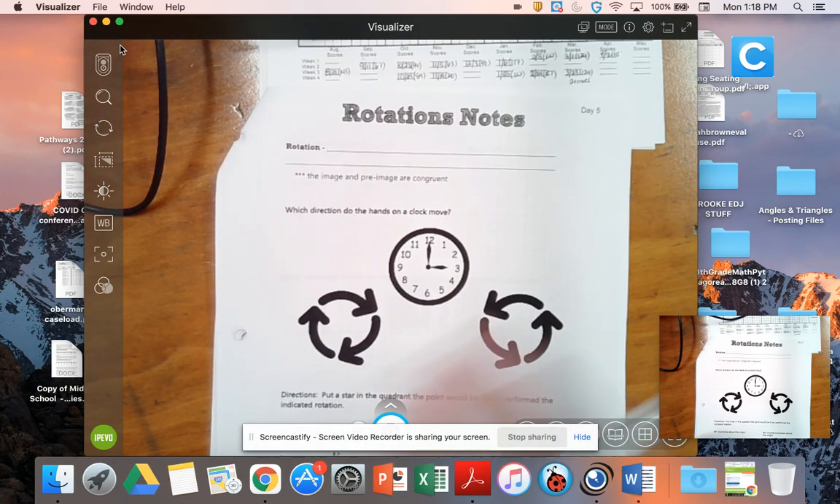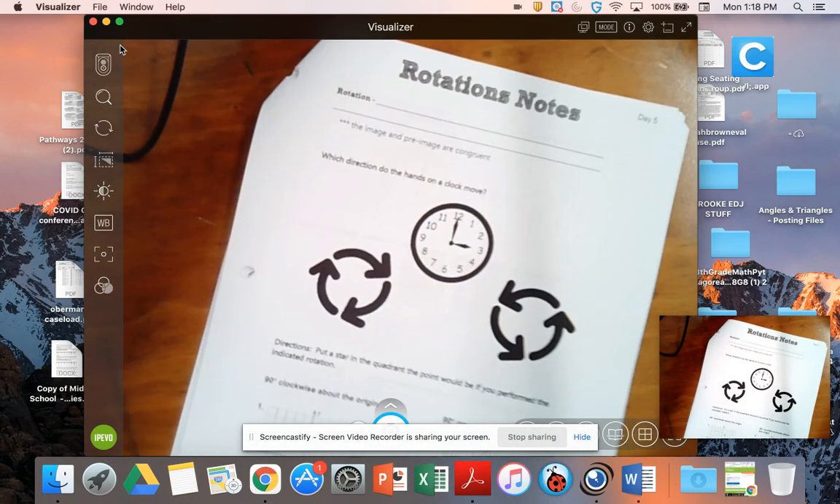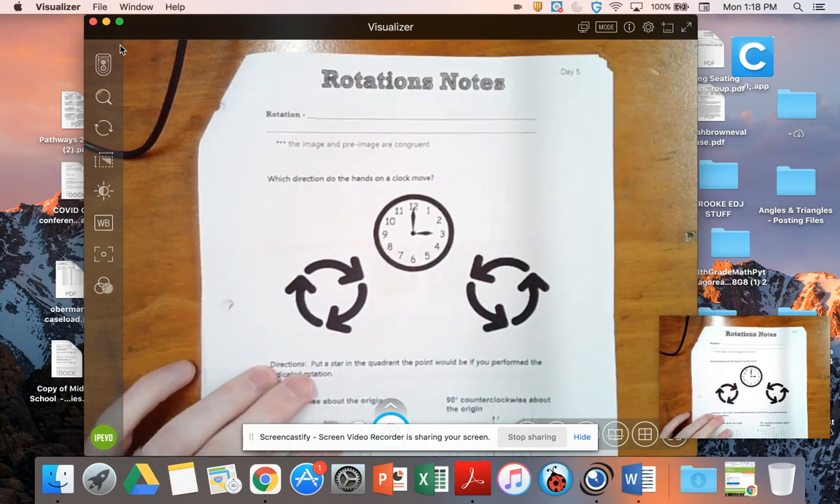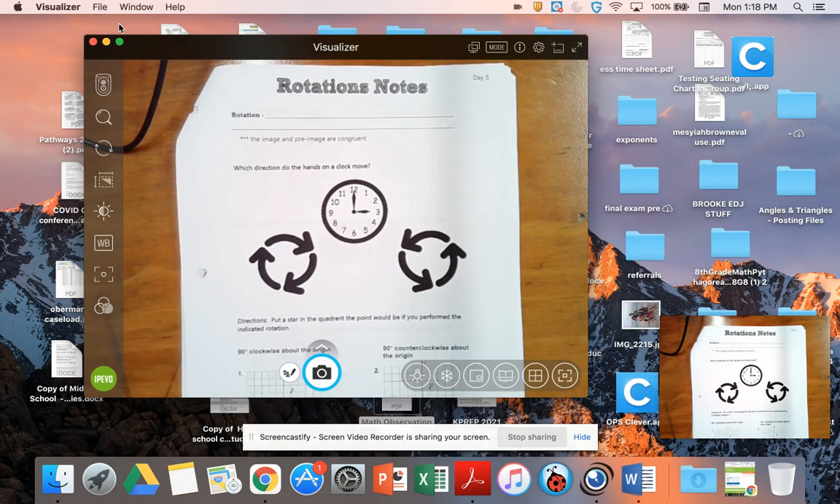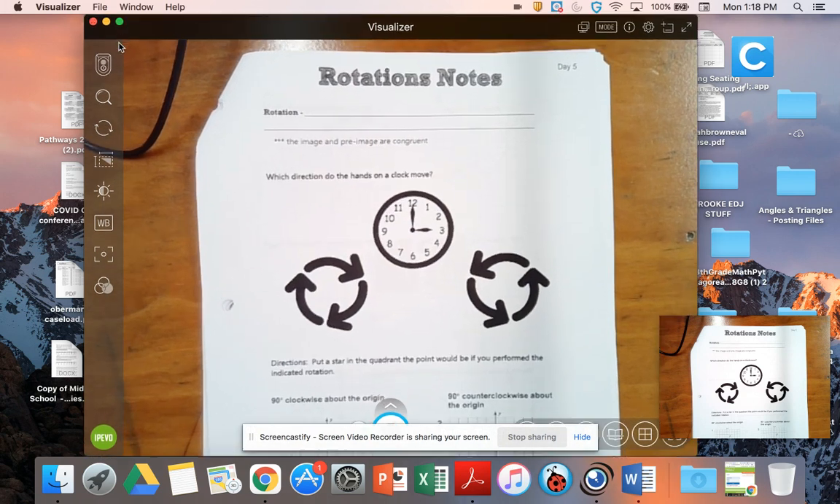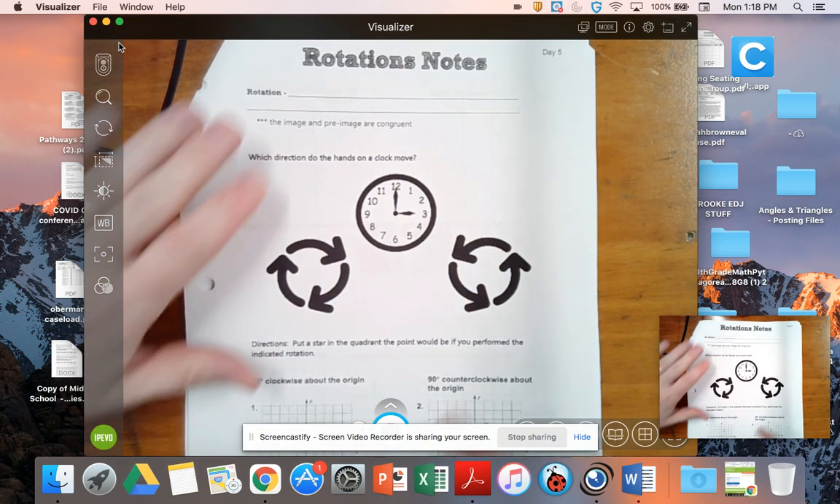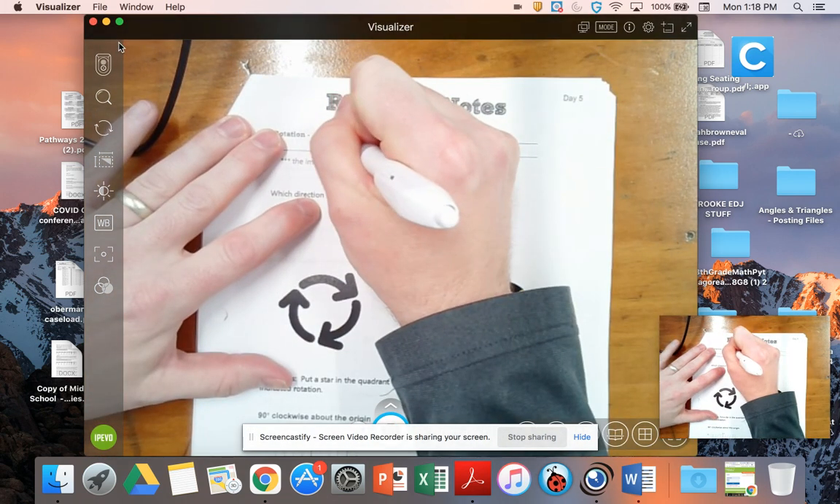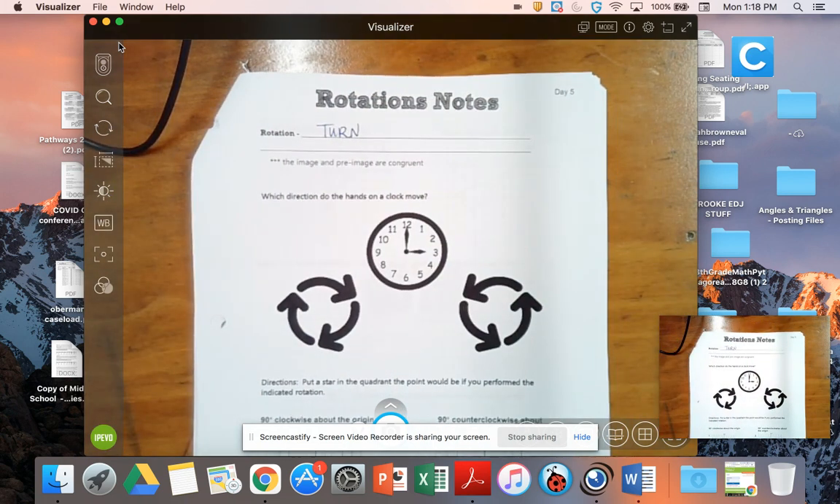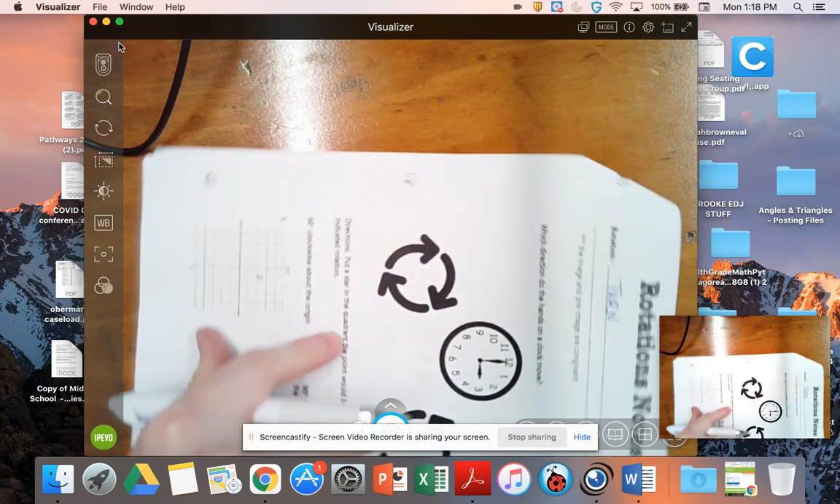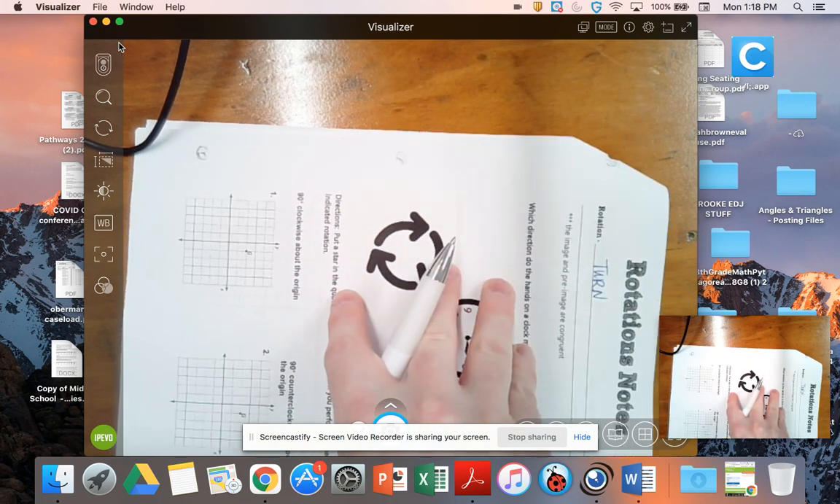Right, so these are your notes for rotations, and we'll be looking at the second. This is page day 5 that you'll need to be taking a look at here as we talk about rotations. And rotations pretty much are nothing but a turn. So we are going to turn our object, just like you see right here, different amounts.